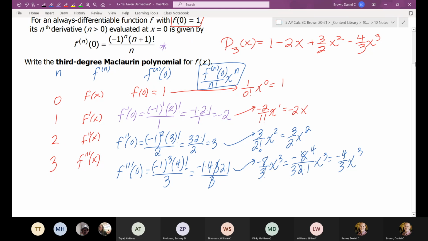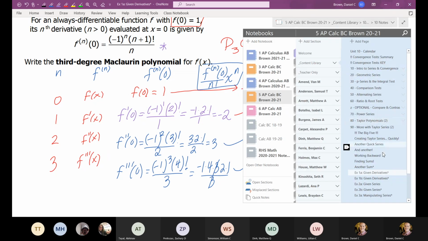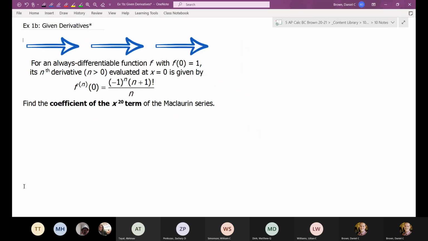Let's see what else we can know when applying these. Next one I want to do is example 1b. Same nth derivative formula, but again, let's make sense of what it's asking. For an always differentiable function f, same initial condition, we have the nth derivative formula. Find the coefficient of the x to the 20th term of the Maclaurin series. So again, if I'm thinking about my table, it's not asking us to do a full polynomial, but we have the n, the nth derivative at 0, and then our general terms.